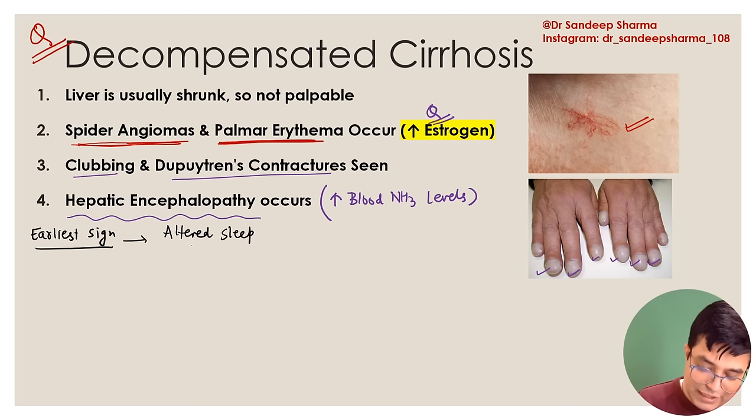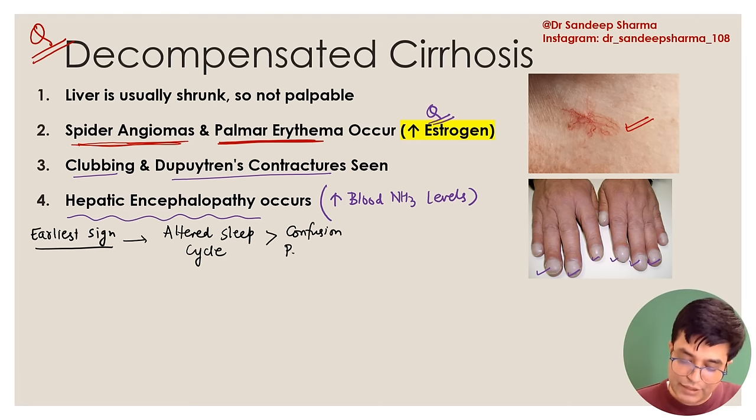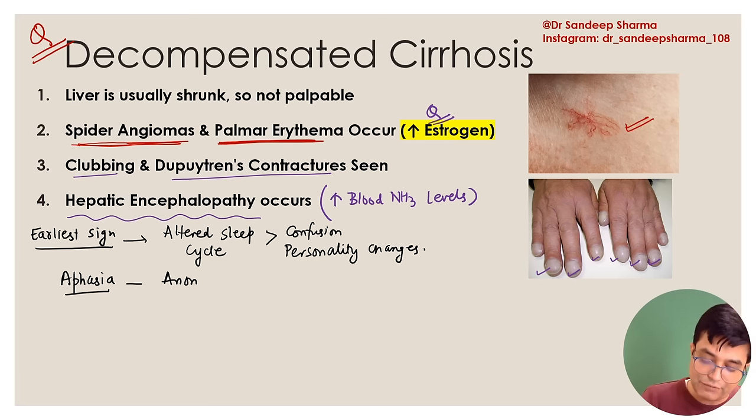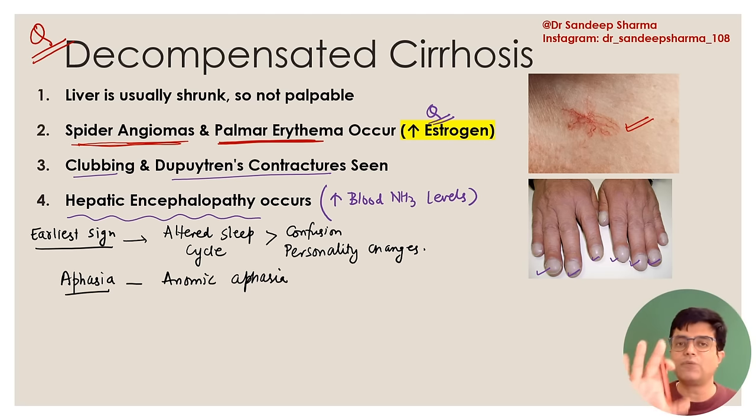A person who normally sleeps at night will now sleep in the day, and there will be sudden alteration in the sleep cycle, followed by confusion, followed by personality changes. So these are the early, subtle features in a cirrhotic patient. If you find these, these are the early features that encephalopathy is happening. If they ask, can aphasia happen? Yes. Certain patients can develop aphasia called anomic aphasia. The type of aphasia seen in these patients is anomic aphasia. Types of aphasia, we will discuss in CNS in the coming session that I will be holding, rapid revision session part 3, right?